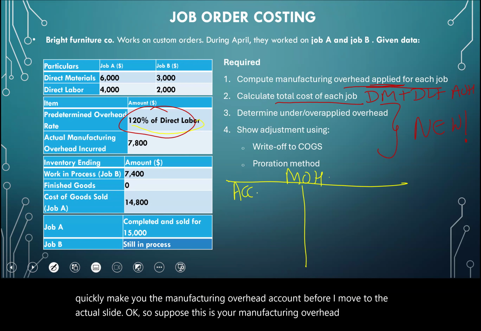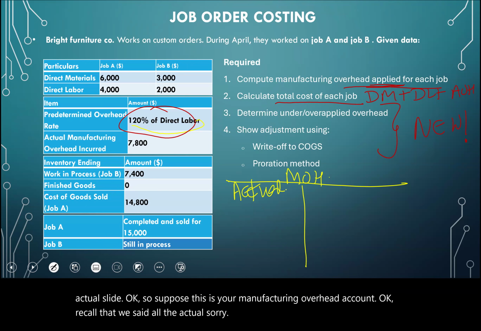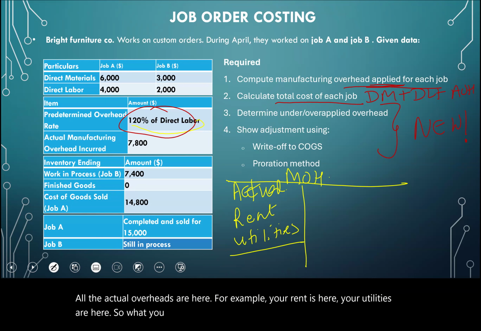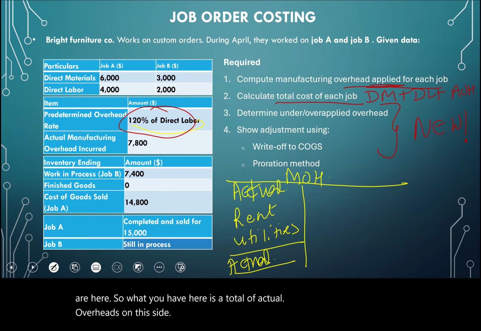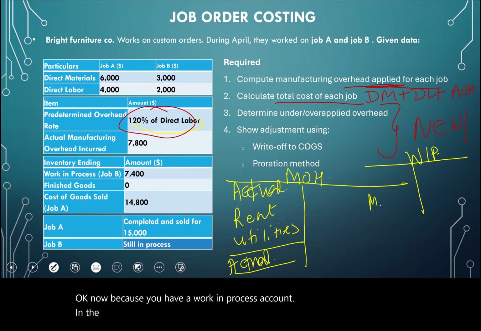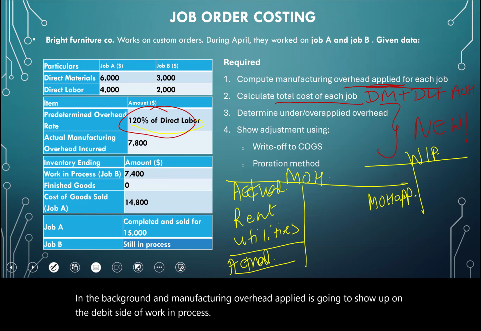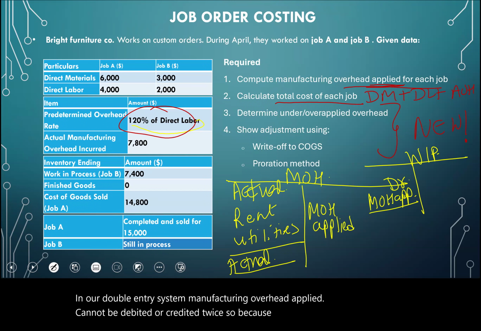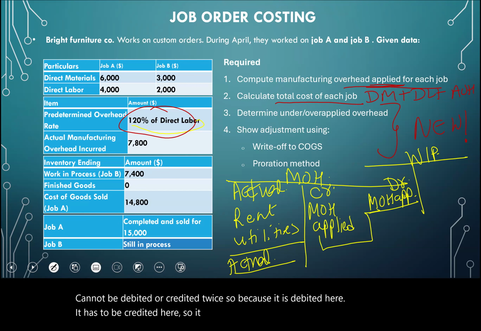Okay. Recall that we said all the actual overheads are here. For example, your rent is here, your utilities are here. So what you have here is a total of actual overheads on this side. Okay. Now, because you have a work in process account somewhere in the background, manufacturing overhead applied is going to show up on the debit side of work in process. Okay, it has to be that in our double entry system, manufacturing overhead applied cannot be debited or credited twice. So because it is debited here, it has to be credited here. So it comes from the credit side of the manufacturing overhead account and goes to the debit side of this account.